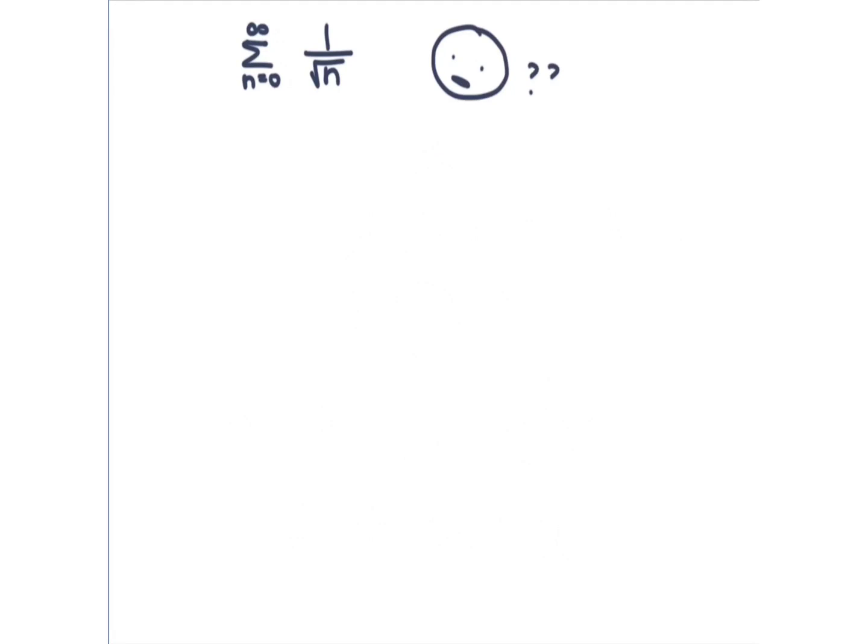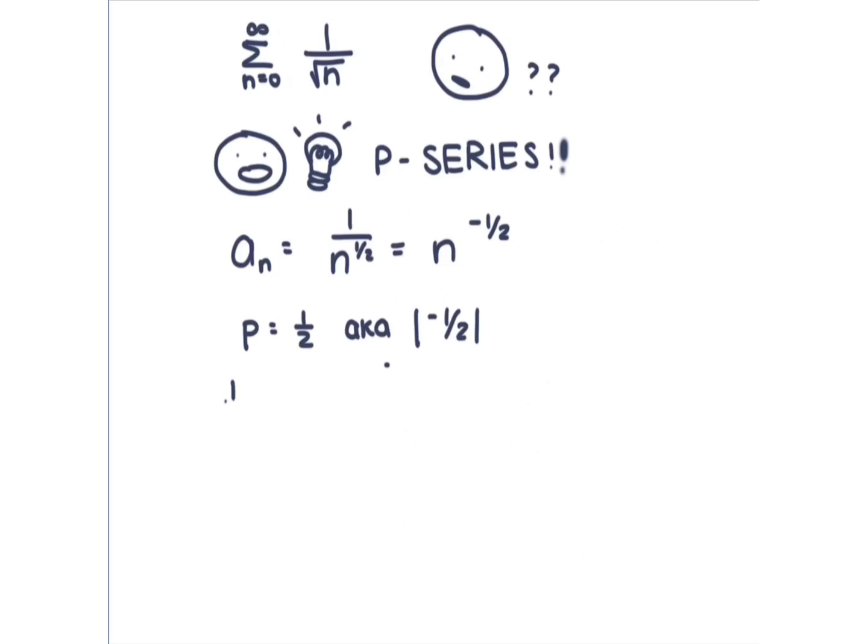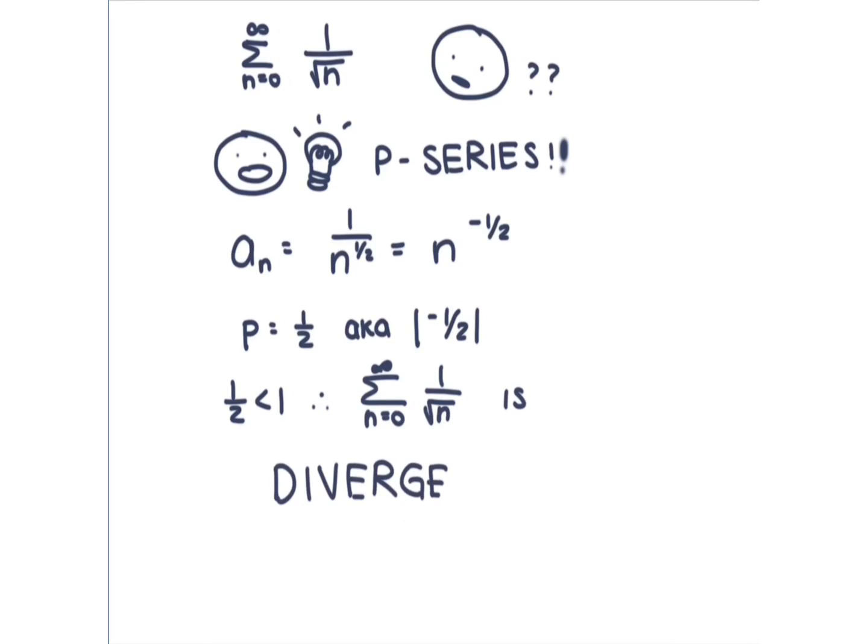We are given another series. What do we do with this one? Well, we can use p-series, which is objectively the easiest method. We can rewrite the series, and then we're given p, which is less than 1. Therefore, the series is divergent.